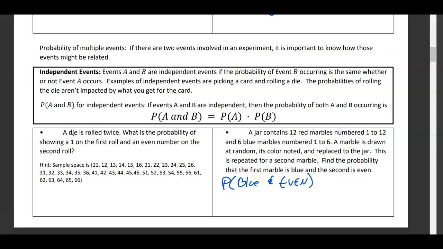Now, because we put the first marble back in, the probability of the second one being even is the same as if it were the first one. So these are independent events, so we can do the probability of blue times the probability of even. Okay, how many blue ones are there? 6 out of how many total? 12 and 6 is 18. Times an even one. Half of them are going to be even.